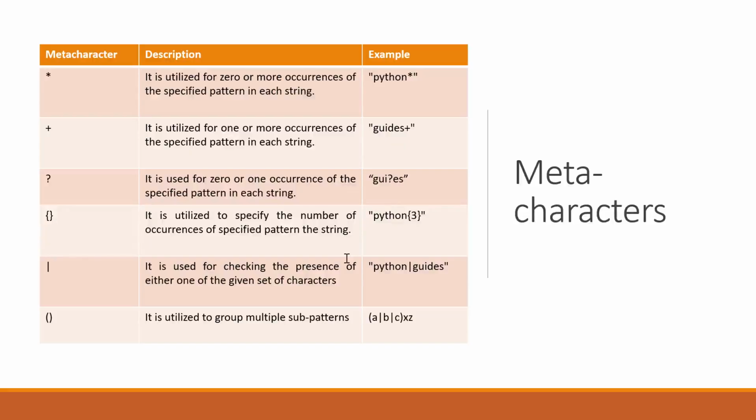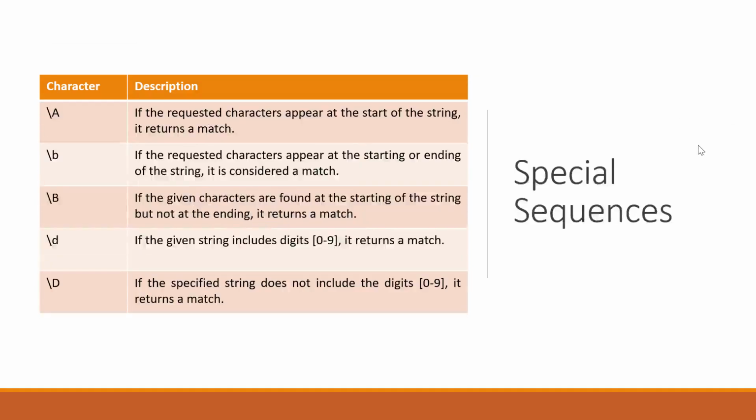Then we can use this question mark sign, which is used to specify 0 or 1 occurrence of a special pattern in a given string. Then we can use the curly braces, which is utilized to specify the number of occurrences. You can read about all these meta characters in detail from the PDF file, which is available with this video. Now after meta characters, there are also some special sequences.